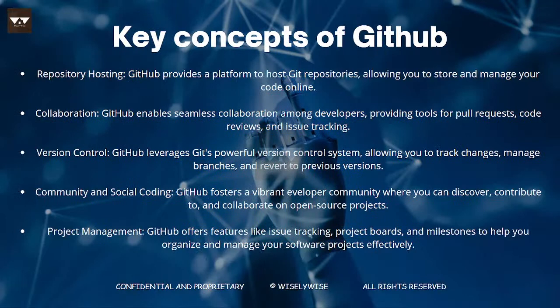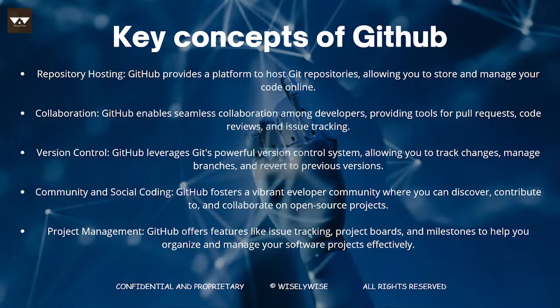GitHub is basically a web-based platform that provides a place for developers to store and manage their code. It serves as a central hub for collaboration, version control, and project management. Think of it as a social network for developers to share, contribute and collaborate on software projects. I'm showing you some key aspects of GitHub. So, repository hosting. GitHub provides a platform to host Git repositories. In GitHub, code is organized into something called repositories. In simple language, repositories are nothing but folders. It is like a folder or a container that holds a specific project's files together.